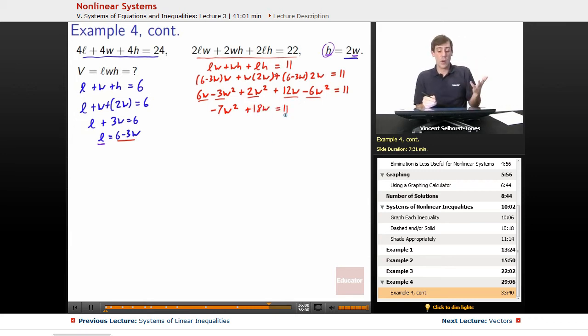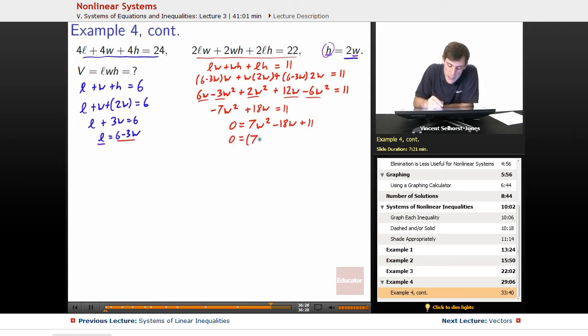Hey, we've got squared, we've got single degree of 1, and we've got a constant. This looks like a polynomial. Let's get it into an easy to solve polynomial format. Add 7W squared to both sides, minus 18W to both sides, plus 11. So at this point, we could toss this into the quadratic formula and solve out the answers, but we might be able to get lucky. And even though it looks a little complex, we might realize, oh, hey, we can factor this, not too difficult to factor.